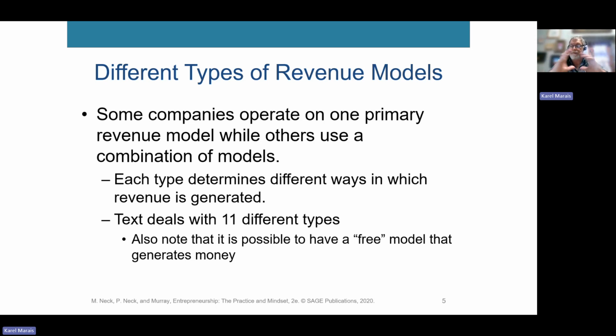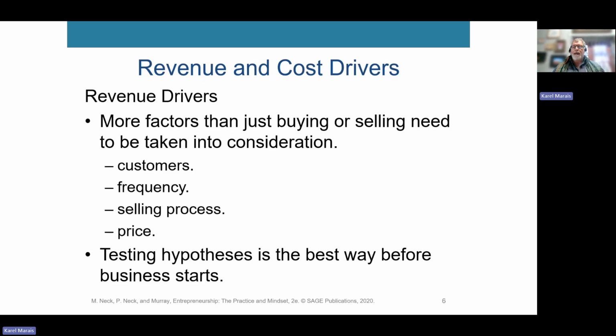But for now, just be aware there are different types of these models. Although we will deal with the number that's in the book, you will also be able to say, but what if they do this? What's that called? Obviously, it's not going to be exhaustive. The book's not going to deal with every single possible one, because there will be ones that are not dealt with in the book, and you can possibly come up with new ones.